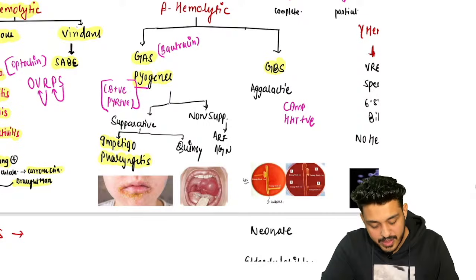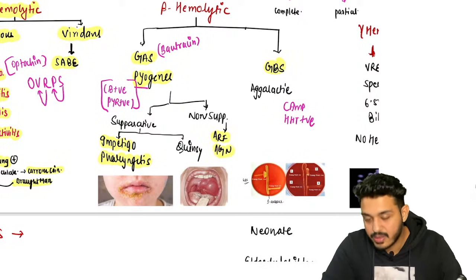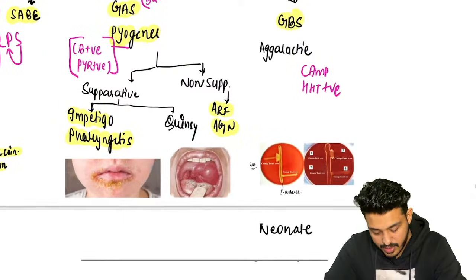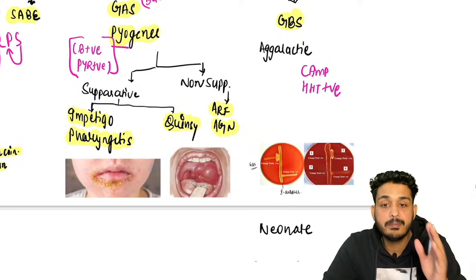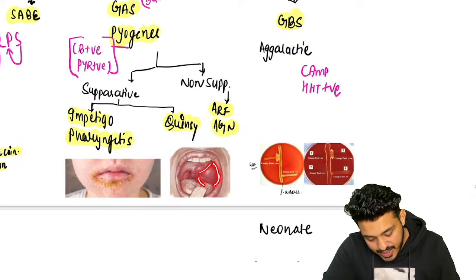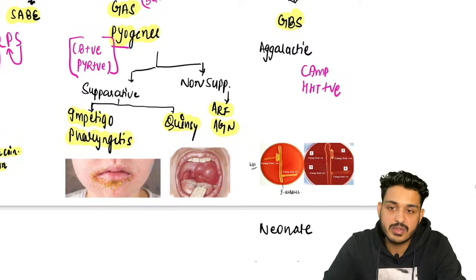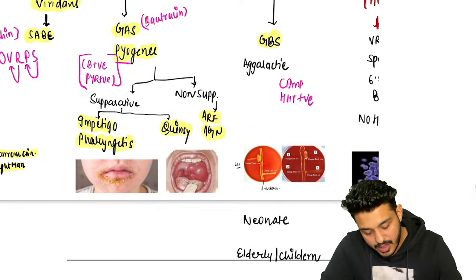Some non-suppurative complications are going to be your acute rheumatic fever and acute glomerulonephritis. Rheumatic fever and glomerulonephritis. It can also lead to what? Quinsy. What is quinsy? Quinsy is going to be paratonsillar abscess. This is a paratonsillar abscess. Around the tonsil, can you appreciate the abscess? This is known as paratonsillar abscess, also known as quinsy, right?